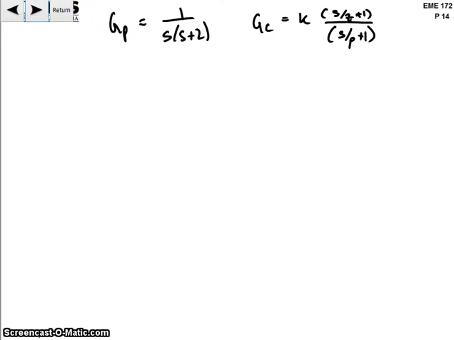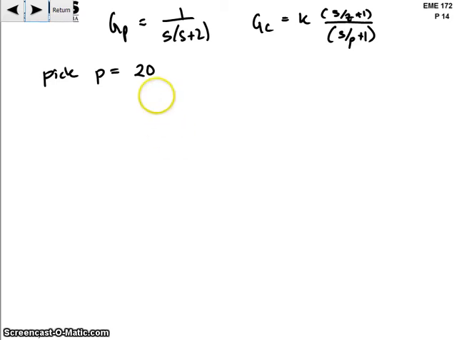And first, remember I said that I want the pole in the lead compensator to be at a higher frequency, so a bigger number than the zero. And before we had put that zero at about 8.2. So I'm going to just start by picking p is equal to 20. Okay, so it's further into the left half plane than the zero.